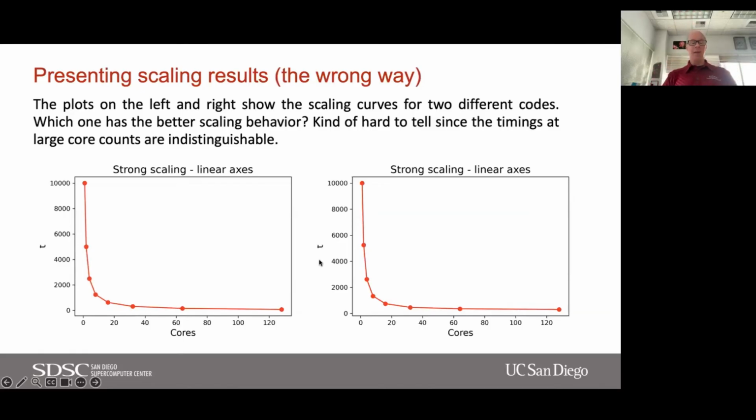So we see this a lot in requests for compute time, where the runtime as a function of the number of cores is shown using linear axes. Believe it or not, these two codes, the one on the left and the one on the right, have very, very different scaling behavior. But it's really hard to tell because when I look at this plot, the timings at large core counts are indistinguishable. And by large core counts, this isn't even that large. I just went up to 128 cores, the number of cores that we have on a single compute node of Expanse.